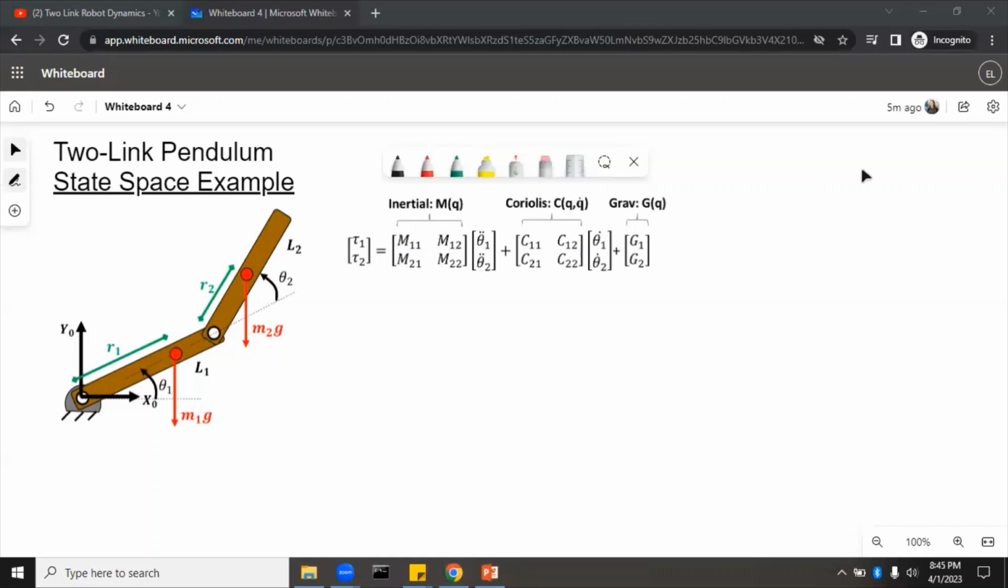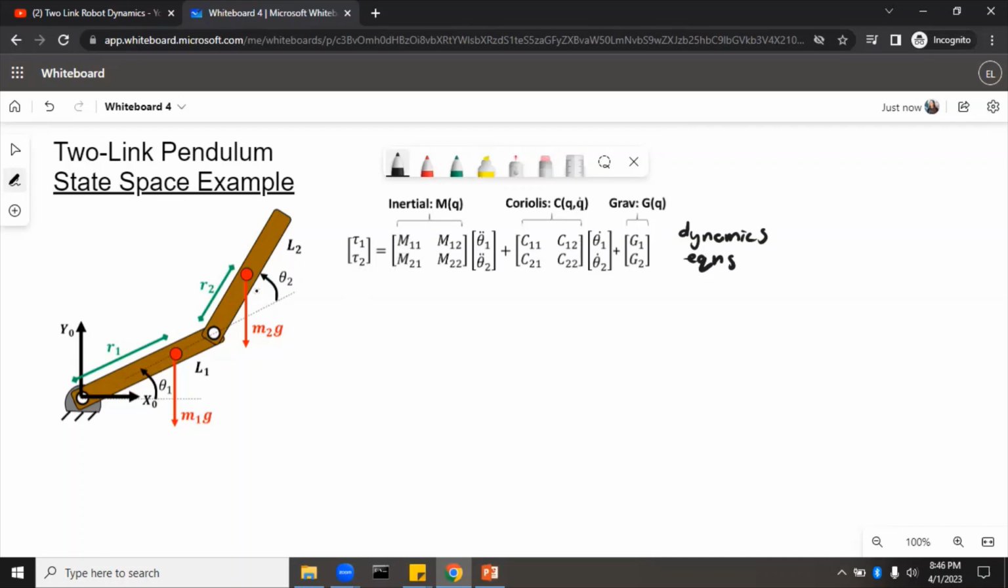In this video, we're going to derive the state space equations for the two-link pendulum. Now, the two-link pendulum has a set of dynamics equations, and from those, we'll get the state space. These are the dynamics equations, and we derived these in a previous video. So click the link to view that video if you want to see how we got these.